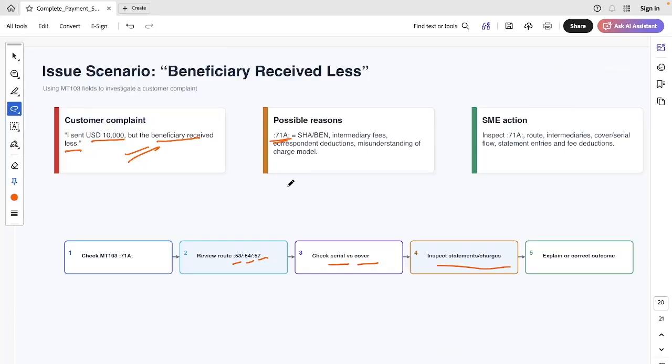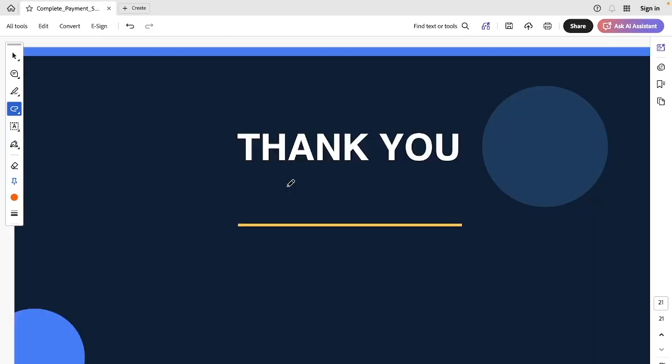And with this we come to the end of today's video on SWIFT MT messages. Thanks for watching. If you are new to SWIFT payments, do not worry. If all the tags or fields feel overwhelming at first, the trick is to read them step by step. First, understand the structure, then identify the block, then read the fields, then connect the field to the business meaning.